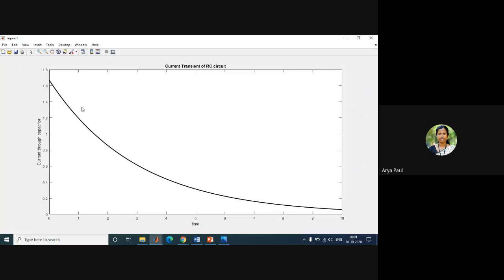You can see that the current is decreasing. As time increases, the current is decreasing. Hope this is clear for you. Okay.